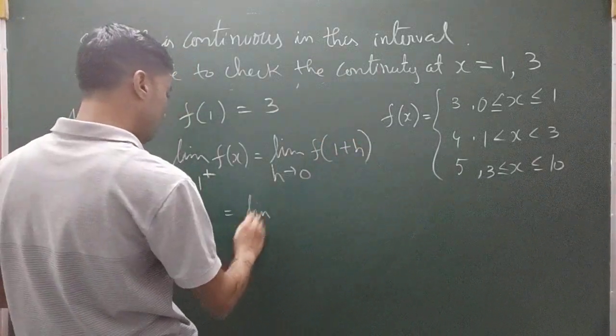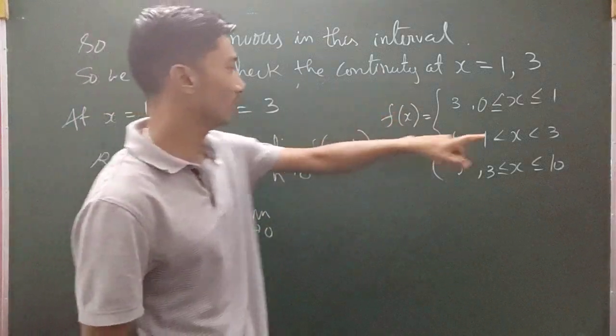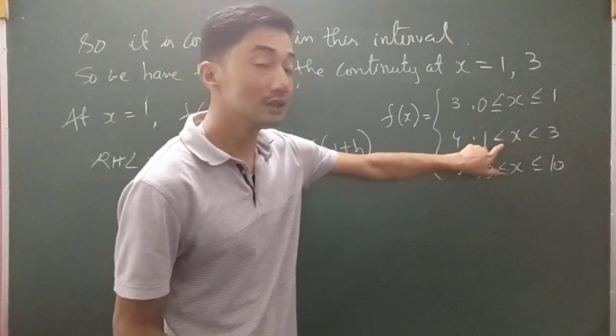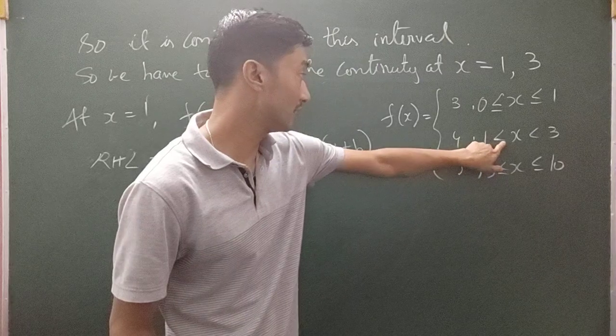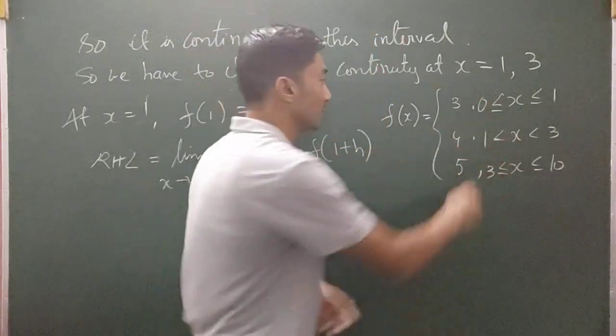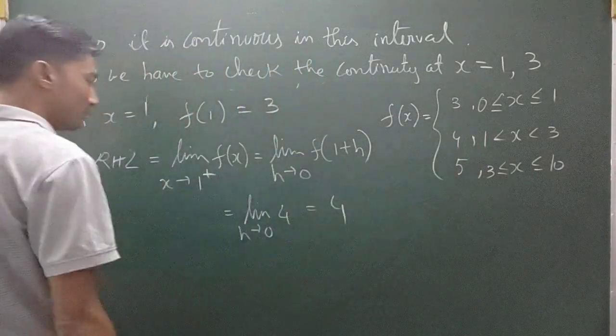So that would be the limiting value as h tends to 0, slightly greater than 1. Isn't it, x greater than 1, slightly greater than 1. So 1.00001 is also slightly greater than 1 even if h is very, very small. So this is how much? 4. So the value of the function of course will be 4.